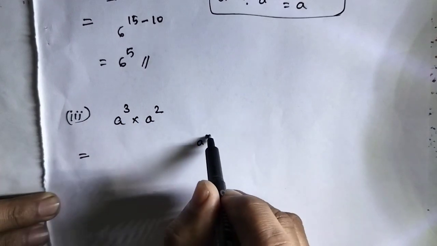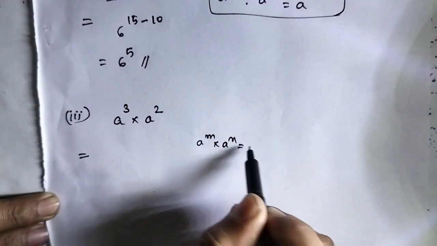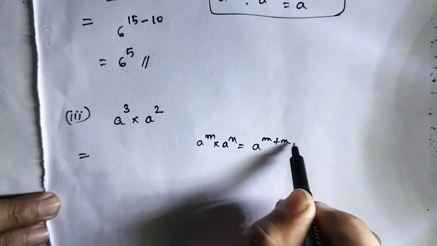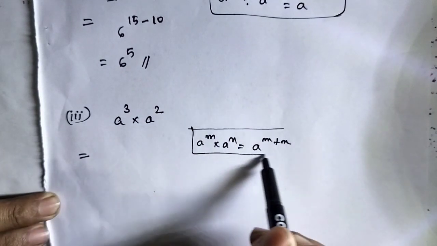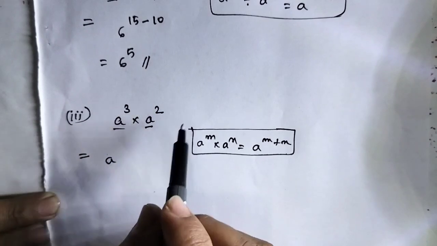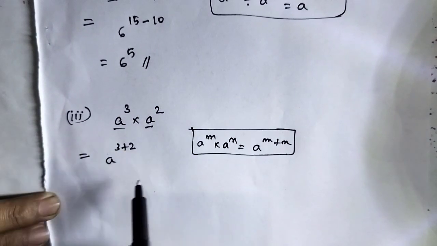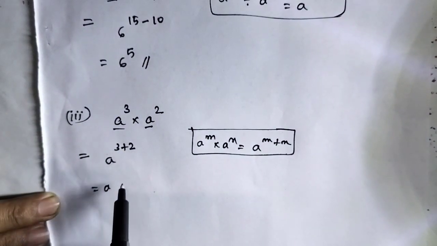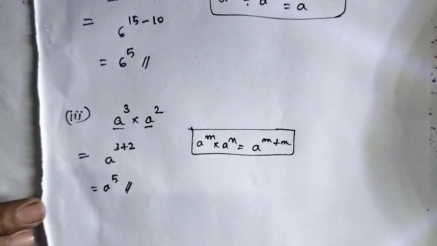Question number 3 is a cube into a square. Then a to the power m into a to the power n is equal to a to the power m plus n. The answer will be, here the base is the same but the exponent is different, then 3 plus 2, so a to the power 5.